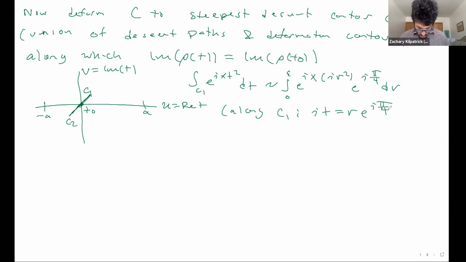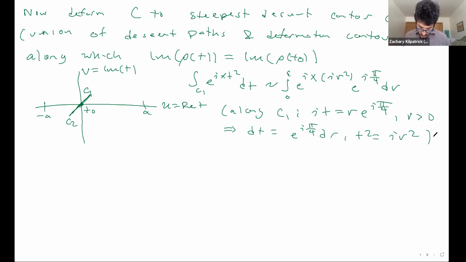So for R greater than 0. So we can parameterize along C1 using this ray represented by some radius times e to the I pi over 4. Okay, so that's going to give us a curve along our one steepest descent direction. That change of variables is going to give us dt equals I e to the I pi over 4 dr, and t squared equals IR squared in this case.